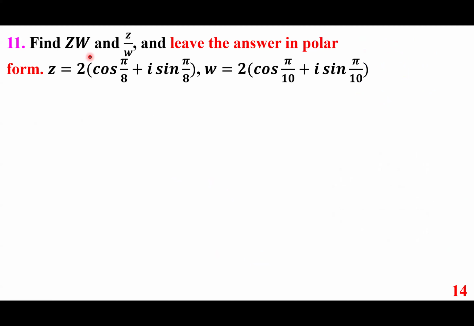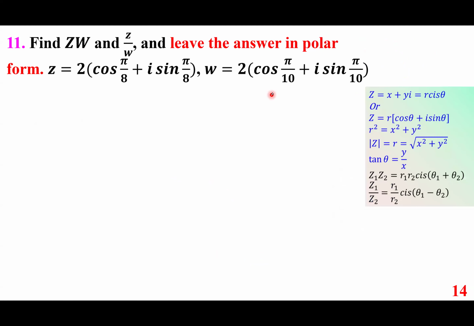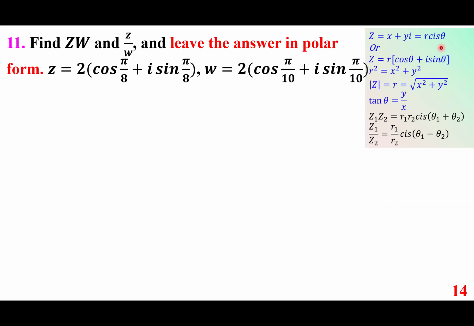Find zw, z times w, and z over w, and leave the answer in polar, where z and w are given as follows. And reminding everyone, if we have z equals r cis theta, then z1 times z2, we multiply their magnitudes, r1 r2, and then cis theta 1 plus theta 2. We add up their arguments. For division, we divide r1 by r2, and cis, we write the difference of the arguments.